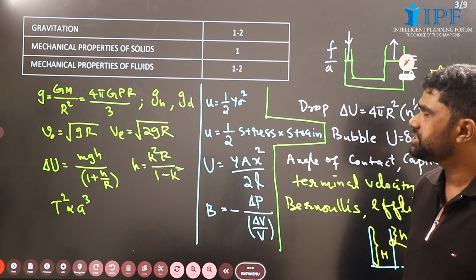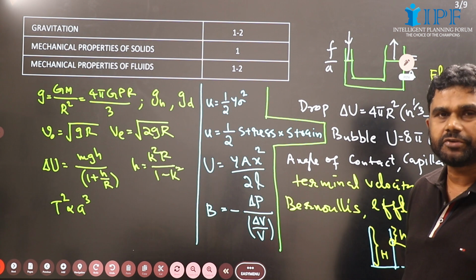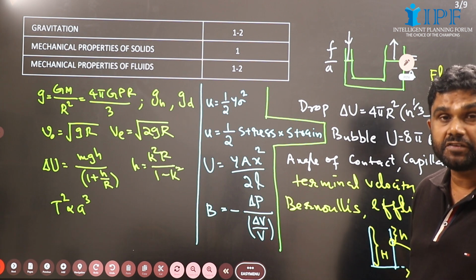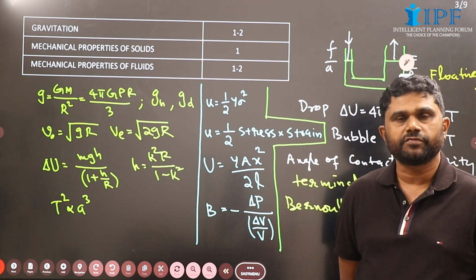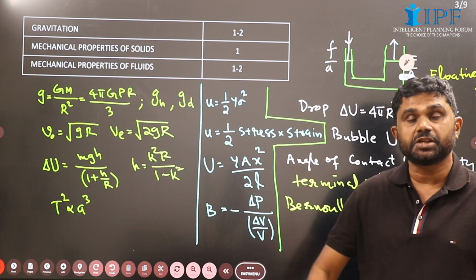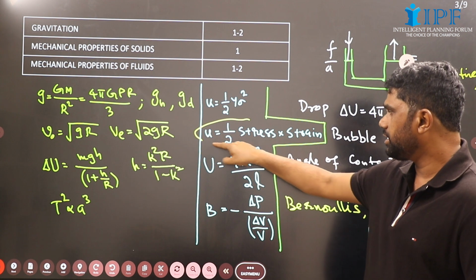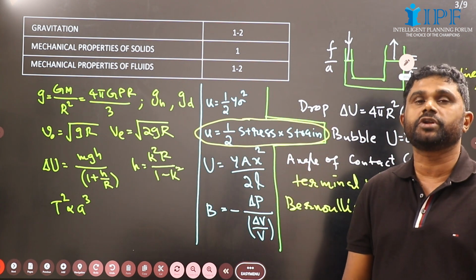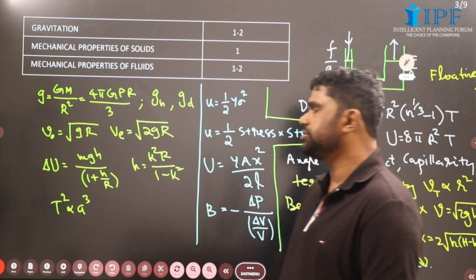Okay, now the second thing is mechanical properties of solids. You need to expect only 1 question from that, and the most important formula from that chapter is the energy density. It is half into stress into strain, the most beautiful formula. Okay, see this one, energy density, that small u represents energy per unit volume. Okay, and it is equal to half into stress into strain.